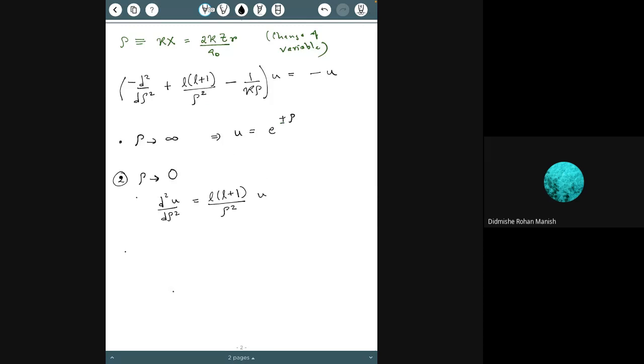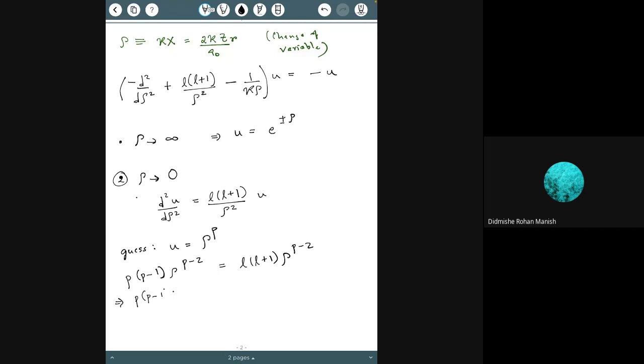So here I guess that u is equal to some general form rho to the power p. And then when I substitute, I get p into p minus 1 rho to the power p minus 2 is equal to L into L plus 1 rho to the power p minus 2. So you see why I guessed it to be a power solution, because I could see that I would get the same power of u once I did a double derivative and once I just divided by rho squared. So then I would be able to just cancel it and get a solution.